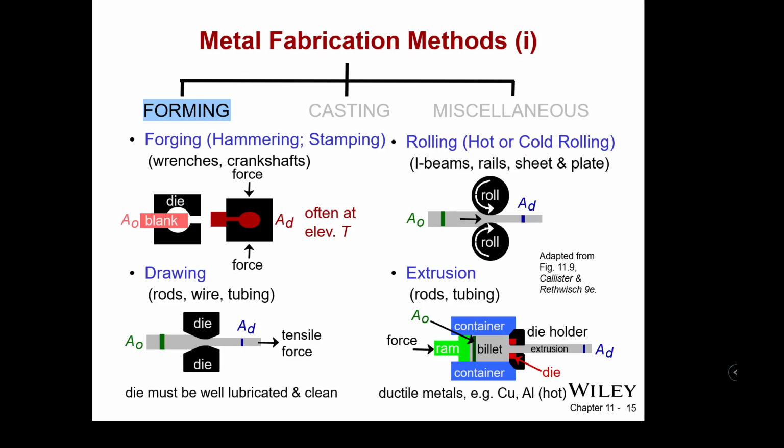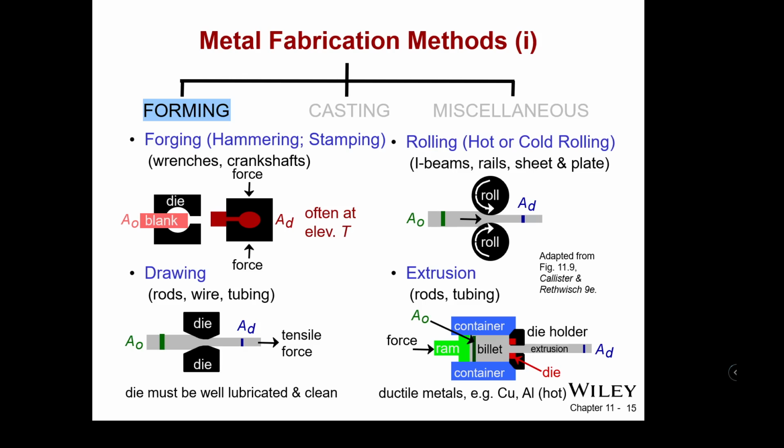So things like wrenches, crankshafts are forcibly stamped or hammered into place. A lot of internal parts for engines can be formed. I-beams, rails, we've seen examples of those. Sheets and plates, we've seen examples of those, typically by rolling. Drawing are things like rods, wires, and tubing. We haven't seen a lot of examples of those, but dies have to be well lubricated and clean to be able to operate.